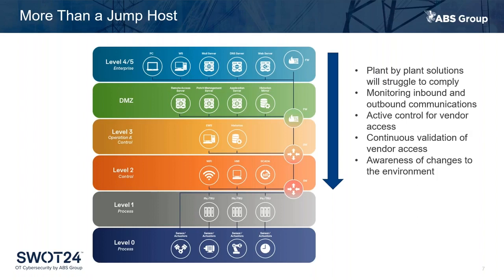And to that point, quite a few plants don't just have one OEM. Sometimes your balance of plant DCS is totally different than your turbine controls. Occasionally it's a unified system, but more often than not, it tends to be different vendors. And you're almost guaranteed to have a one-off PLC somewhere on a skid. So I think a plant by plant solution is always going to struggle to comply.